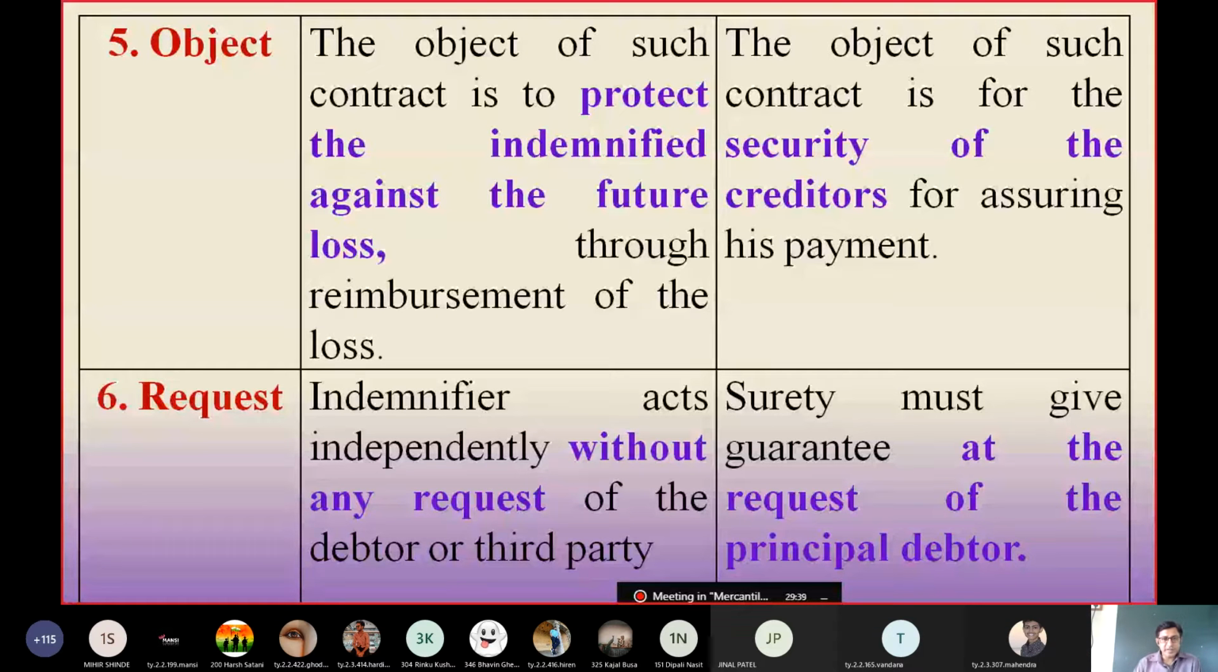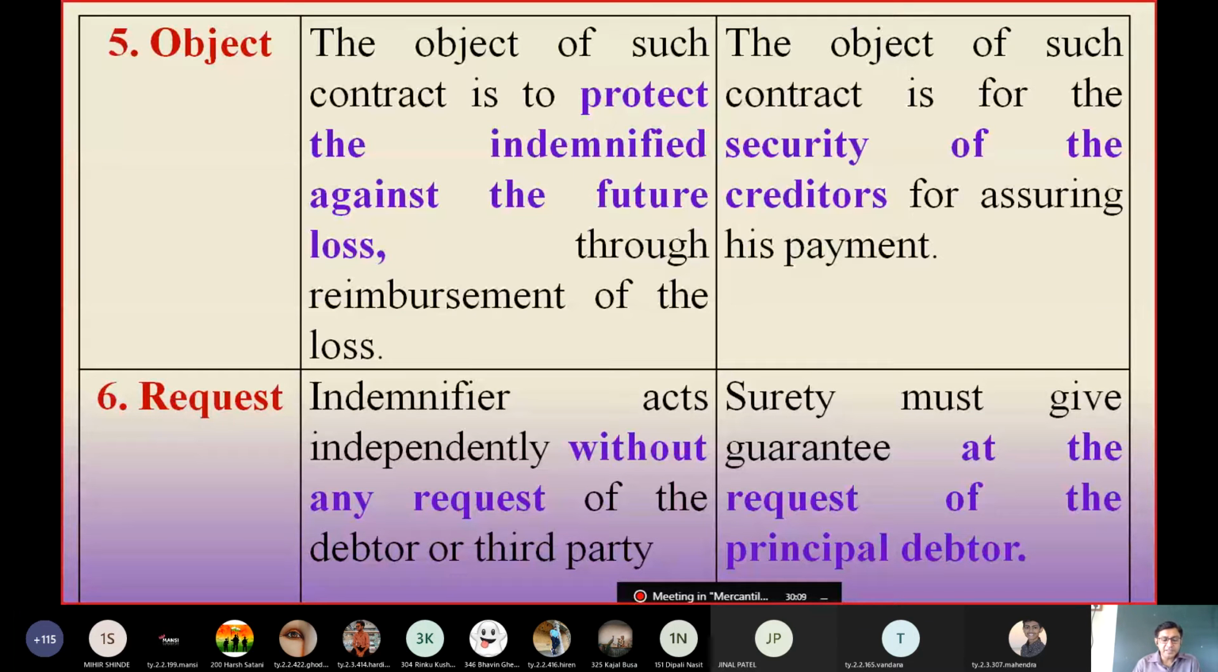Request. Whether any request is needed in both the contracts, sir. In indemnity contract, no request is needed, but in guarantee contract, request is a must. Basic points: the indemnifier acts independently without any request of the debtor or the third party. Insurance company won't require any request made by the outsiders, by the third parties, by the external sources. They don't need any request.